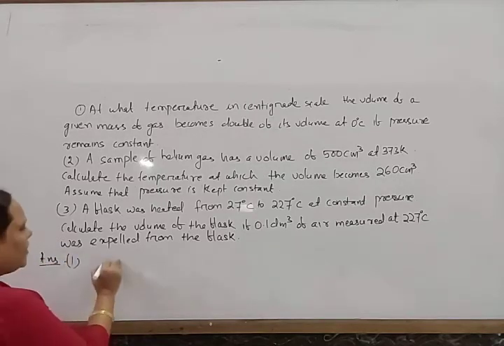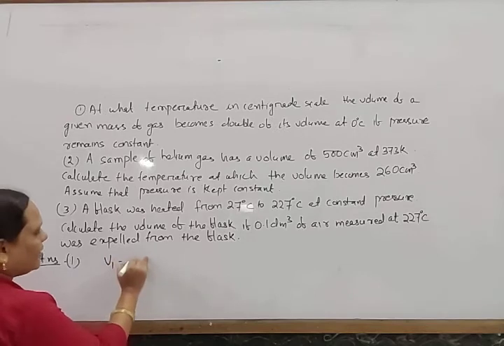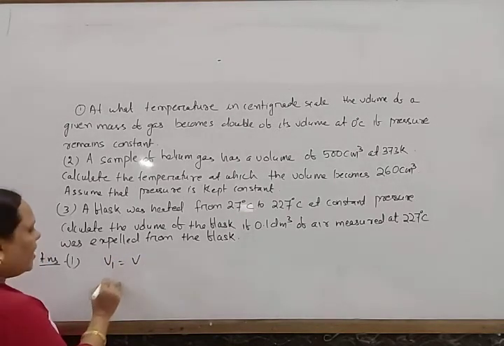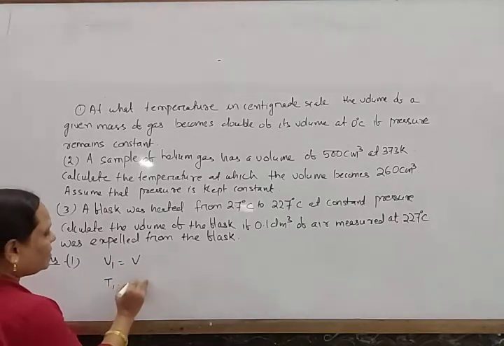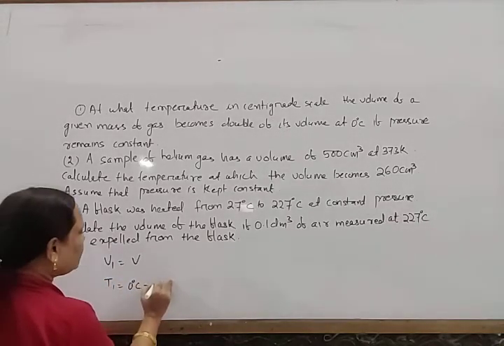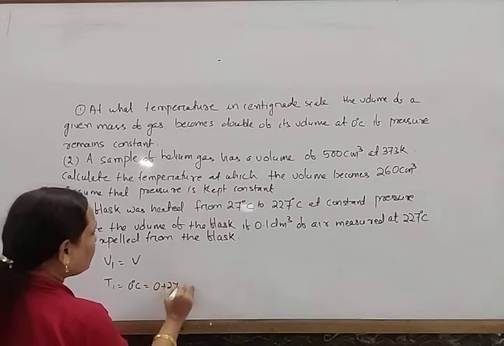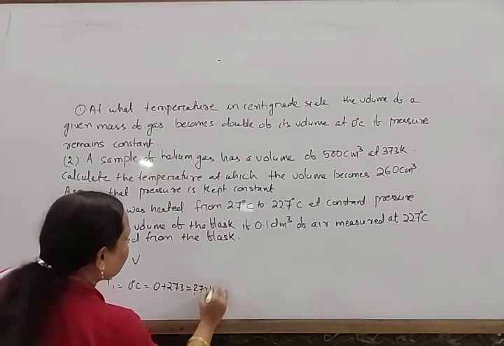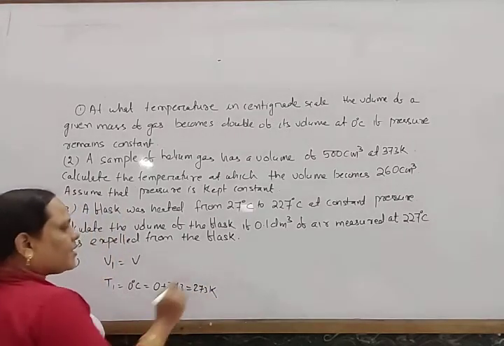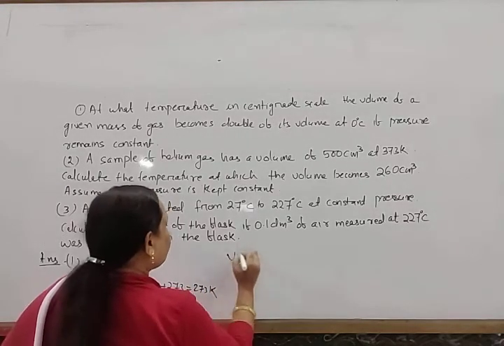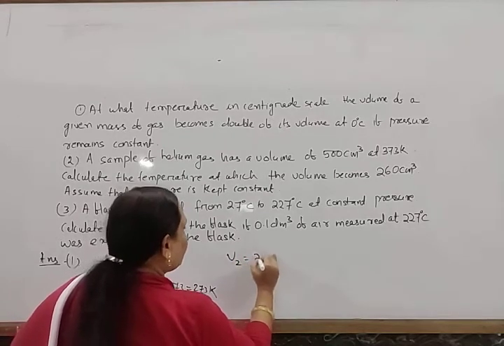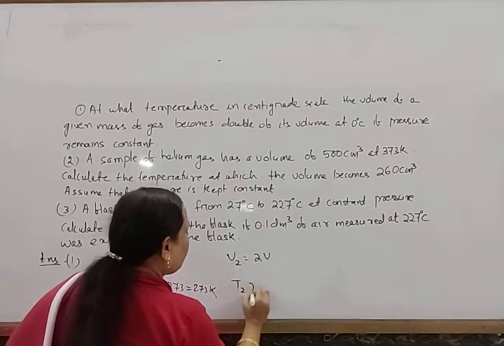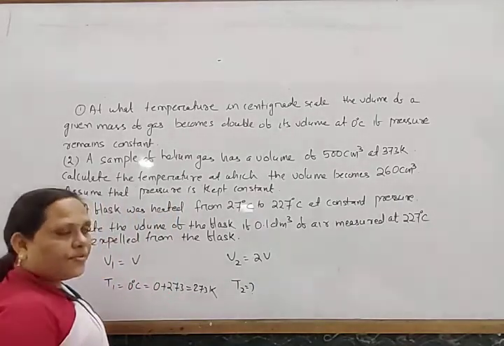Question 1. Let the volume V1 be V, and T1, that is given as 0 degrees Celsius, that is 0 plus 273, equal to 273 Kelvin. Given the volume becomes double, that is V2 equals 2V, and you have to find out the value of T2.